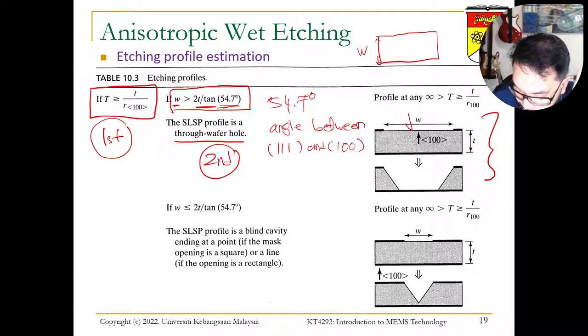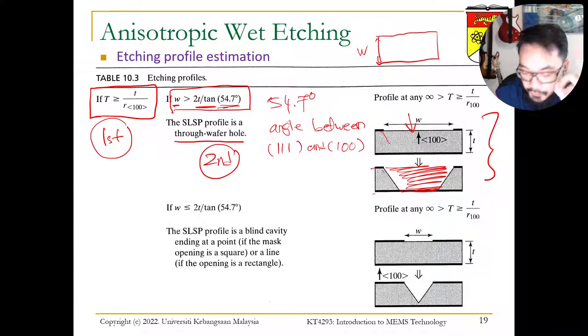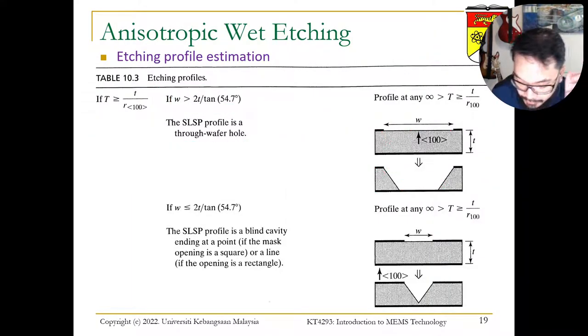That means as the etching happens down here, it will etch away all this until it reaches the bottom and has etched away all the silicon here. That means if you remove your mask region here, it is a hole. It's a true wafer hole. You will create a hole. On the other hand, if the situation is like this, where W is less than 2T over tangent 54.7, you will get what we call a blind cavity.